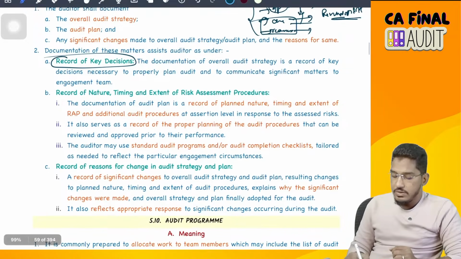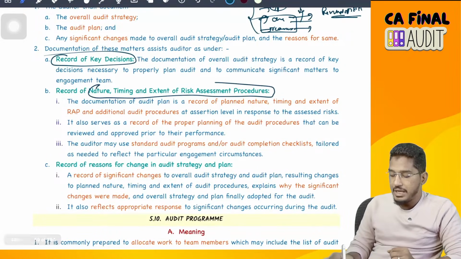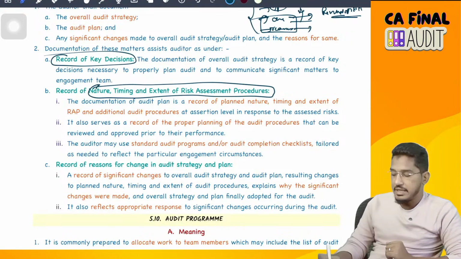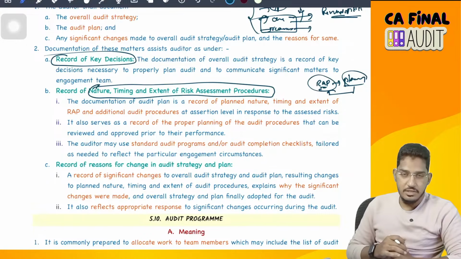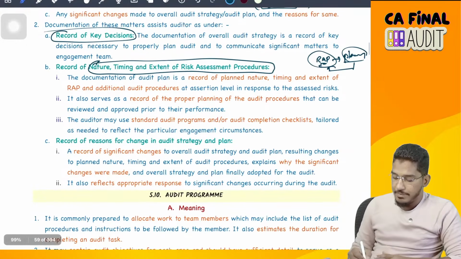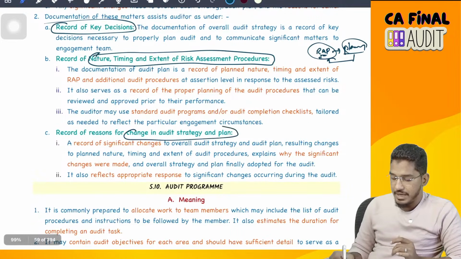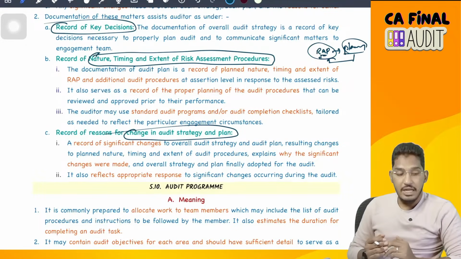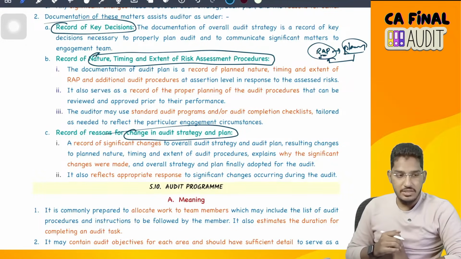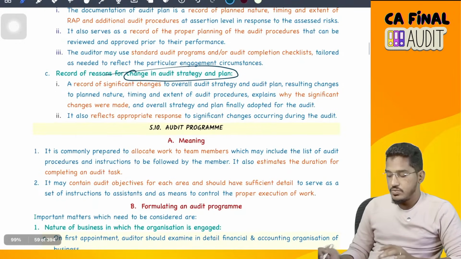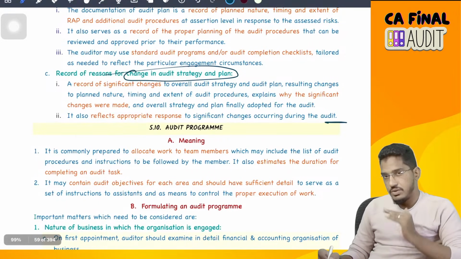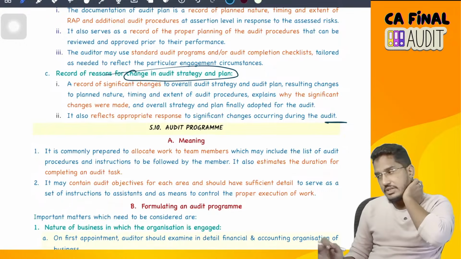It will also serve as a record of the nature, timing and extent of risk assessment procedures. As I have told, it is only after performing risk assessment procedures that we do the planning, no? So if you document the plan, that will also document the outcome of the risk assessment procedures. And if you have made any changes in the audit strategy and plan, along with those changes, even the reasons why the changes are made must be included in my documentation. So this is regarding the audit strategy and plan. This is one aspect. We are done with the audit strategy and plan.